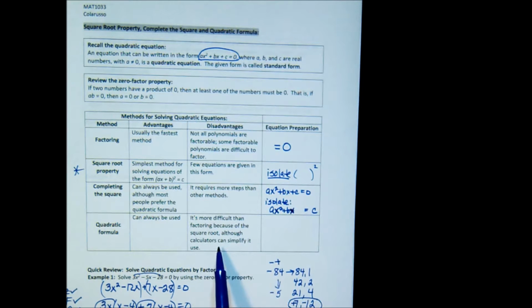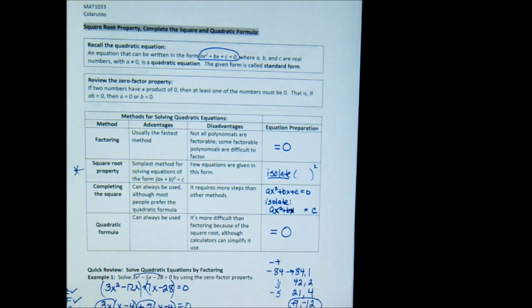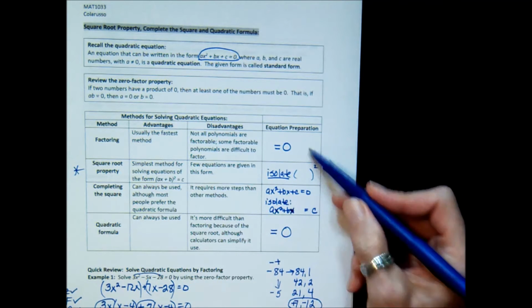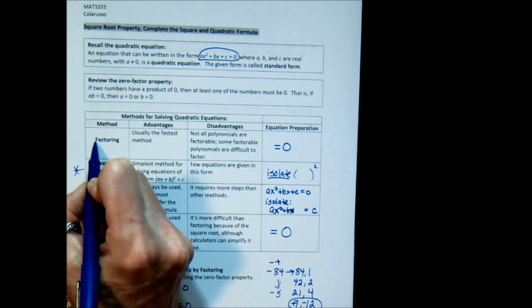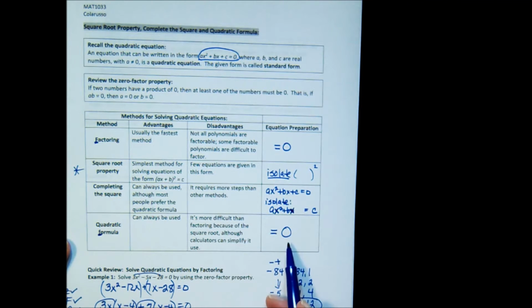The disadvantages, it's more difficult than factoring because there's a square root in it. And I have to tell you that I think the disadvantage is students make a lot of arithmetic errors with this. The preparation for it is to get the equation equal to 0. The way you can remember the ones that you have to get equal to 0, it's the ones that have the F, factoring, and the formula. You get equal to 0. The other two, you isolate something, either the radical or the x pieces of the equation.